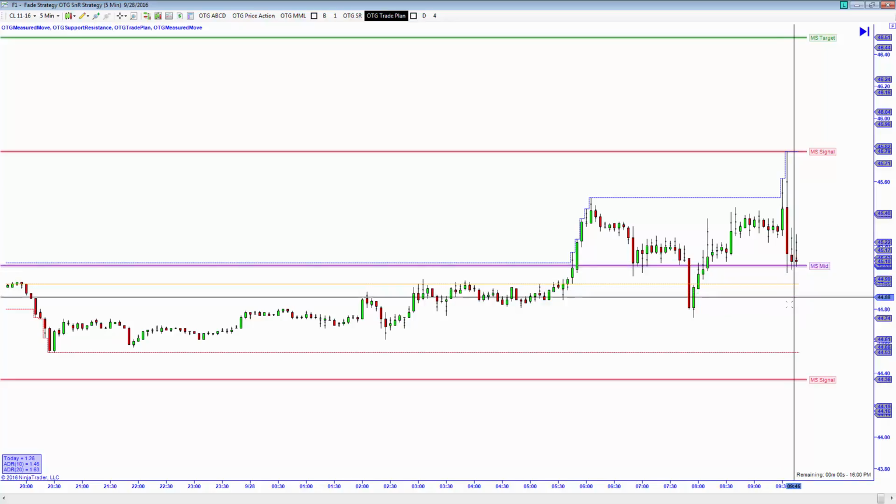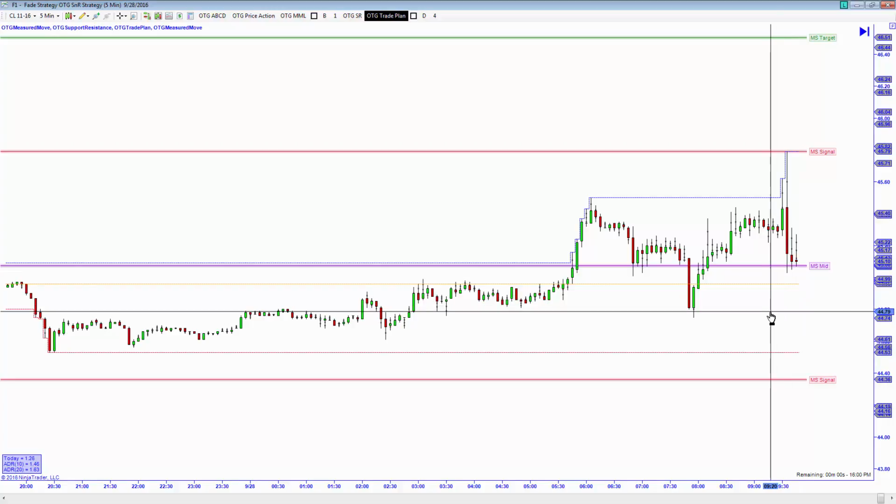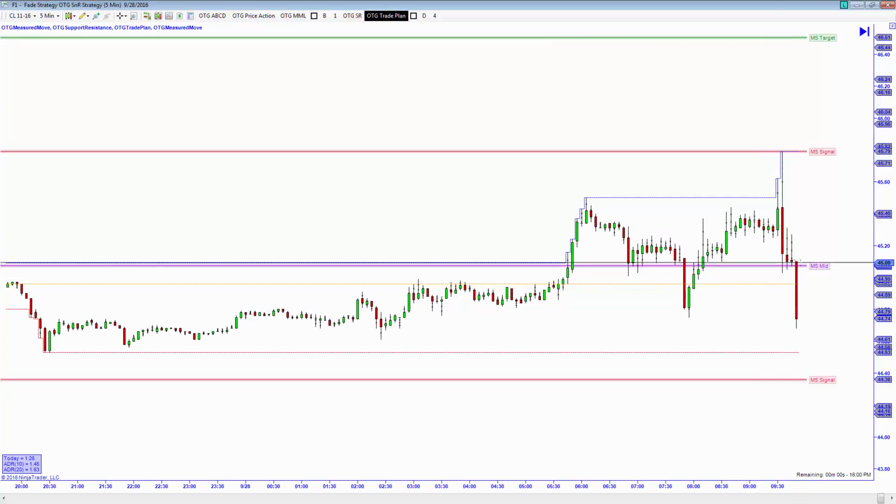And this is where we pick up the OTG trade of the day. As the market goes through, we get short right here at the 08 level. You're going to hear me talk about getting short at 08, and you're going to see me get in short at 08.